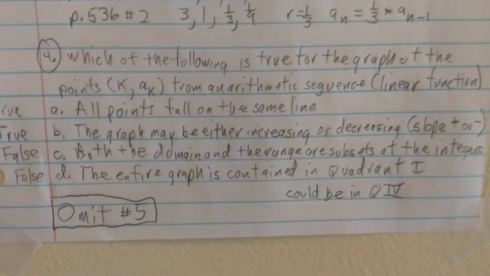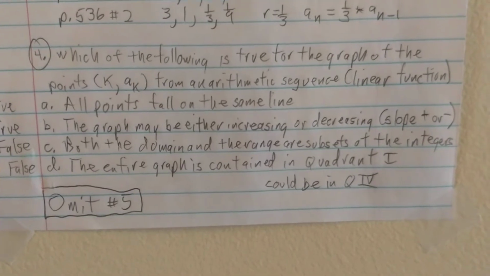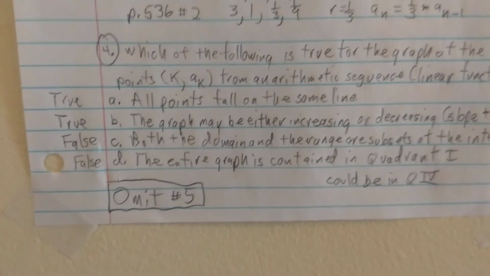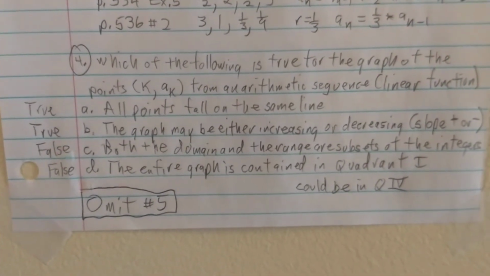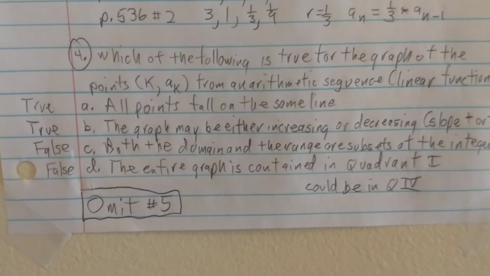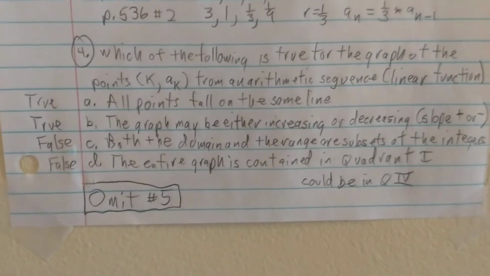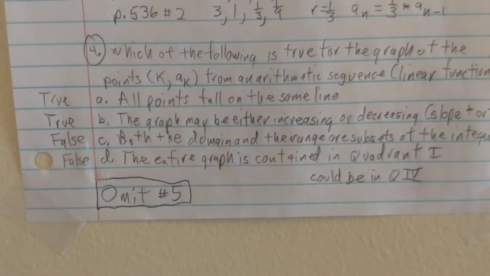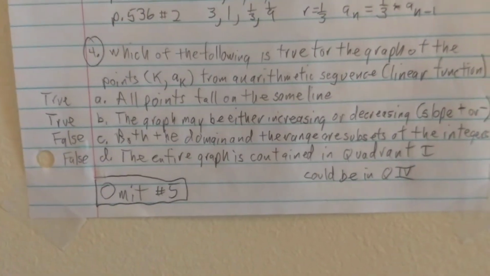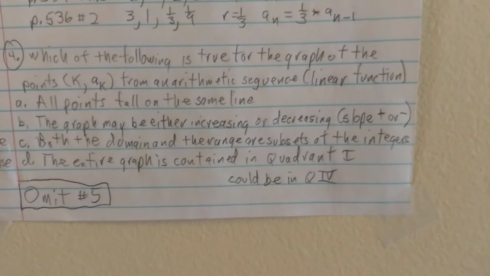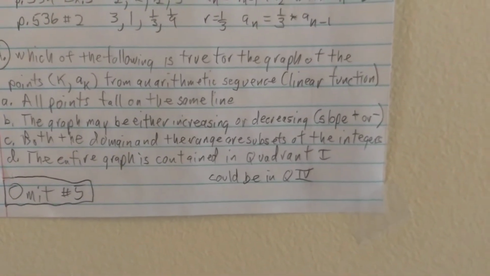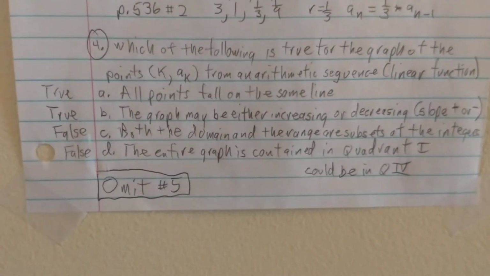Now on 4, we're going to ask which of the following is true for the graph of the points k, a sub k, from an arithmetic sequence, which acts just like a linear function. Now we hadn't actually done much on graphs, but if we think of it as a straight line, we'll be fine. It has elements just at k equals 1, 2, 3, 4, 5. So is it true that all points fall on the same line? Yes, this is true, because an arithmetic sequence acts just like a straight line. Now what about the graph may be either increasing or decreasing, which is comparable to asking can it have a slope that's positive or negative, and that's true.